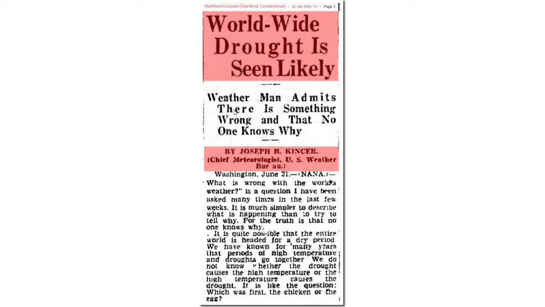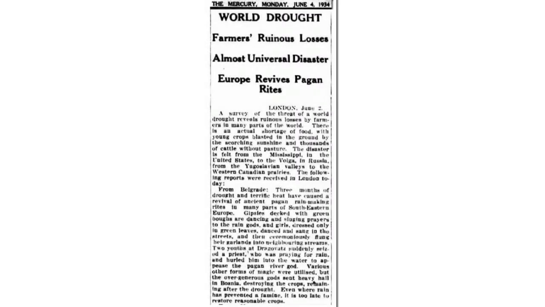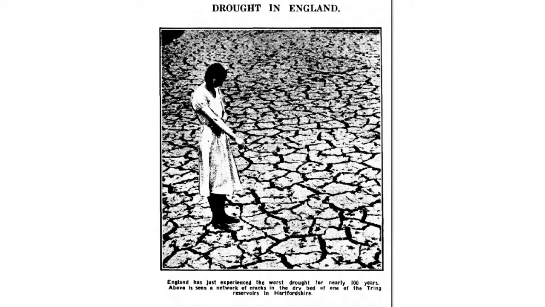Worldwide droughts is seen as likely. It's around the same time. World drought, and there was a drought in England at around the same time here. So the cycles go up or they go down. Certain areas are hit in certain places around the world, and they migrate to other areas as time goes by.